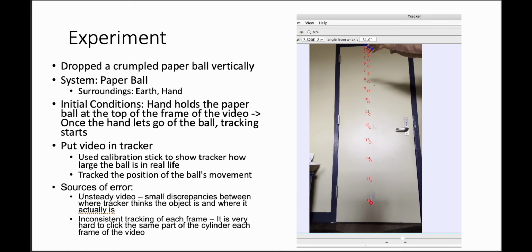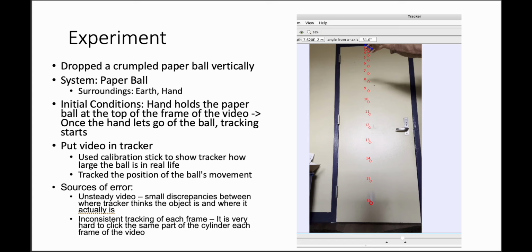So for the actual experiment, I dropped a piece of crumpled paper vertically. So the system was the paper ball, and the surroundings that acted on the paper ball were the earth and my hand as I dropped the object. Some of the initial conditions include that the hand holds the paper ball at the top of the frame of the video, and does not push the ball, but simply lets go when the video starts, and tracking starts once the hand lets go of the ball.